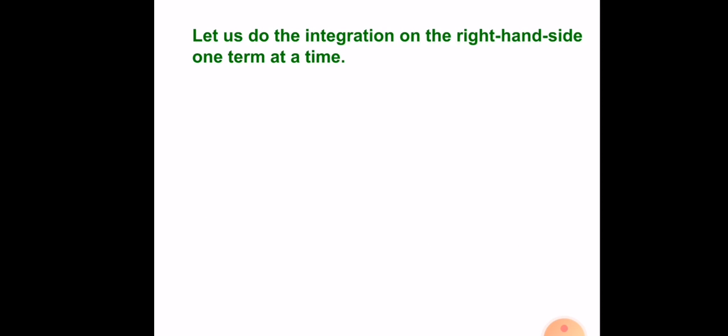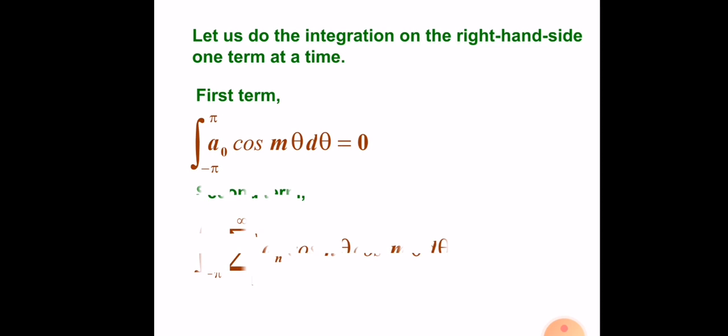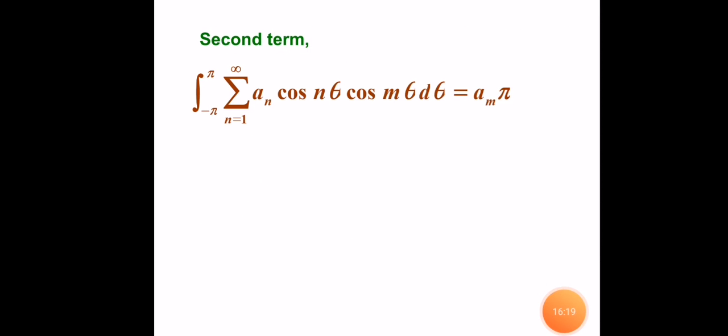Now let us do the integration on the RHS. First term, it will be equal to 0. By taking the general expression, it will be integral minus pi to pi cos m theta d theta is equal to 0. Taking the second term, integral over pi sum over n an cos n theta cos m theta d theta. So when you complete the expression of the formula, you can see that it is very much similar to the general expression that we have considered in the beginning of this derivation. അപ്പോൾ നേരത്തെ ഞാൻ കുറച്ച് general expressions, general definitions പറഞ്ഞിട്ടുണ്ടായിരുന്നു. So when you compare with the general expressions, you can see that the second term is very much similar to the general expression.